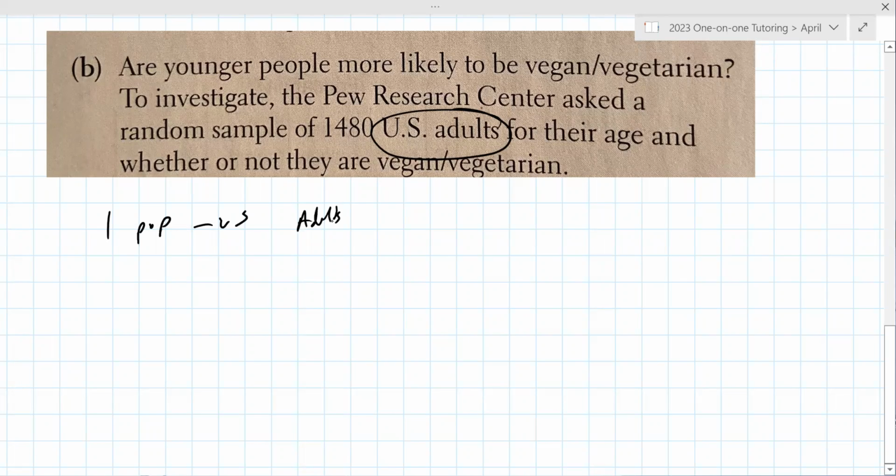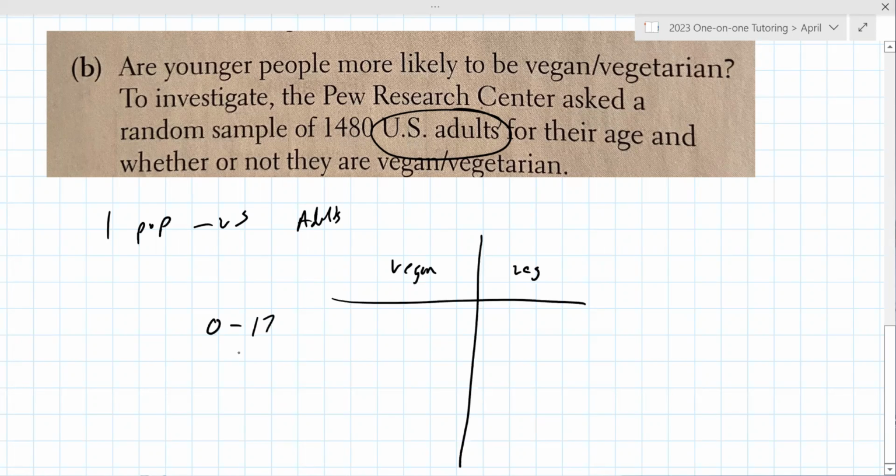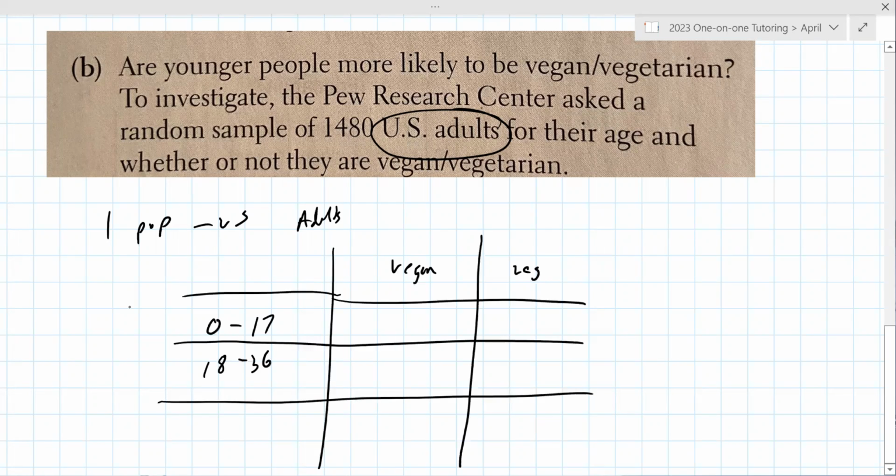And then there's just vegan, veg, and then age group here. Like I'll just say 0 to 17 and 18 to 36, something like that. But just one population. What were the, you said independence? I don't remember what the other one was. Oh, it was just the regular chi-square test and then the homogeneity.